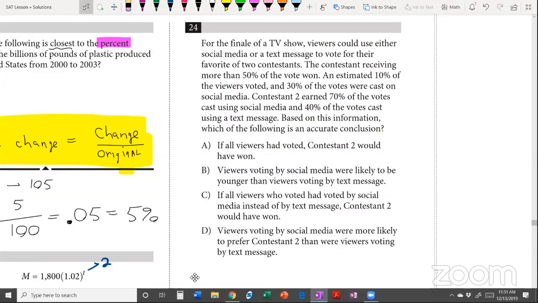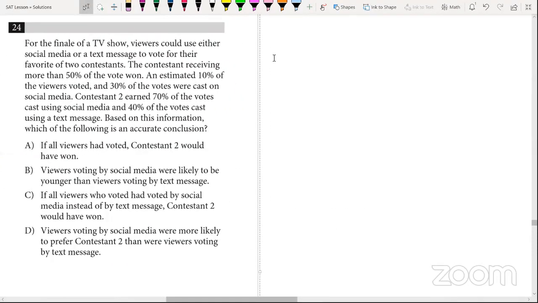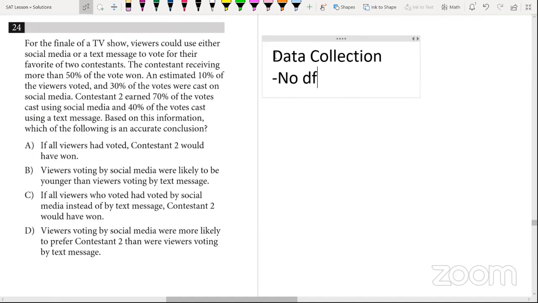24 is our data collection question. So the SAT asks us about research that was conducted, and it asks us if it was done correctly or not. So on a data collection question, there's 3 things to look out for. Number 1, you want no definitive statements. So we can never say what's definitely going to happen or what's 100% sure to be the case, because the best research in the world is just going to give you the best educated guess in the world.